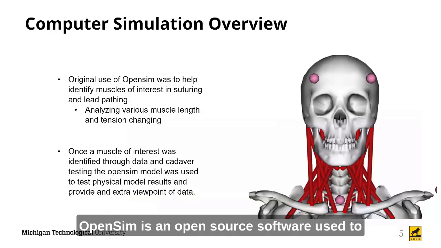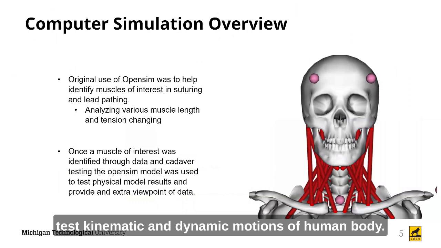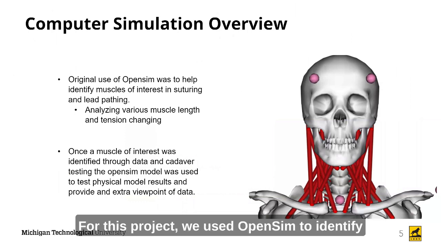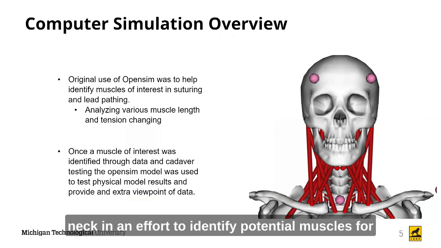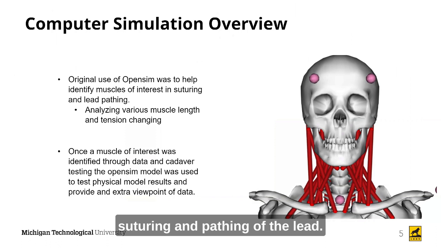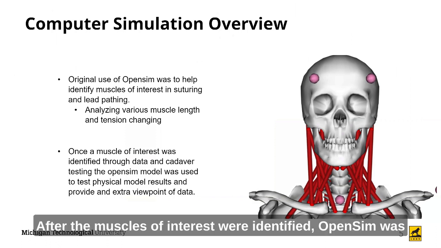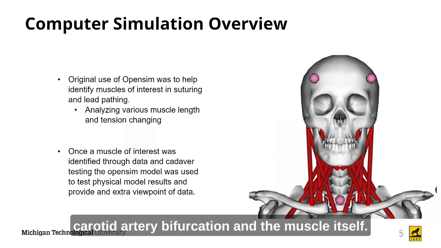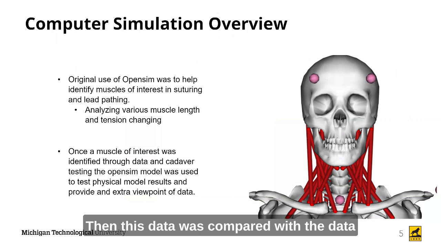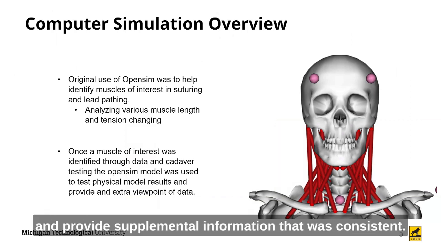OpenSim is an open source software used to test kinematic and dynamic motions of the human body. For this project, we used OpenSim to identify the lengths and tensions of each region of the neck in an effort to identify potential muscles for suturing and pathing of the lead. After the muscles of interest were identified, OpenSim was used to help provide data for distancing between the carotid artery bifurcation and the muscle itself. Then this data was compared with the data from the physical model to test for accuracy and provide supplemental information that was consistent.